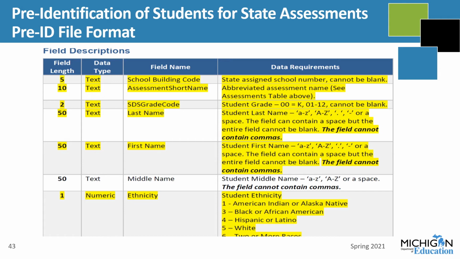So this is just a section of the pre-ID file upload template. You can see that it shows you the field length, the data type to be inputted, and then the field name and the specific information about how to complete each row. You can see, for example, the SDS grade code must be inputted, and you input kindergarten as 00, not K or just 0. You can also see the requirements for inputting the student last, first, and middle name, and the specific codes used to identify student ethnicity. Again, this is a part of the pre-ID file upload template. If you are going to pre-ID using this method, make sure that you follow the requirements listed here.